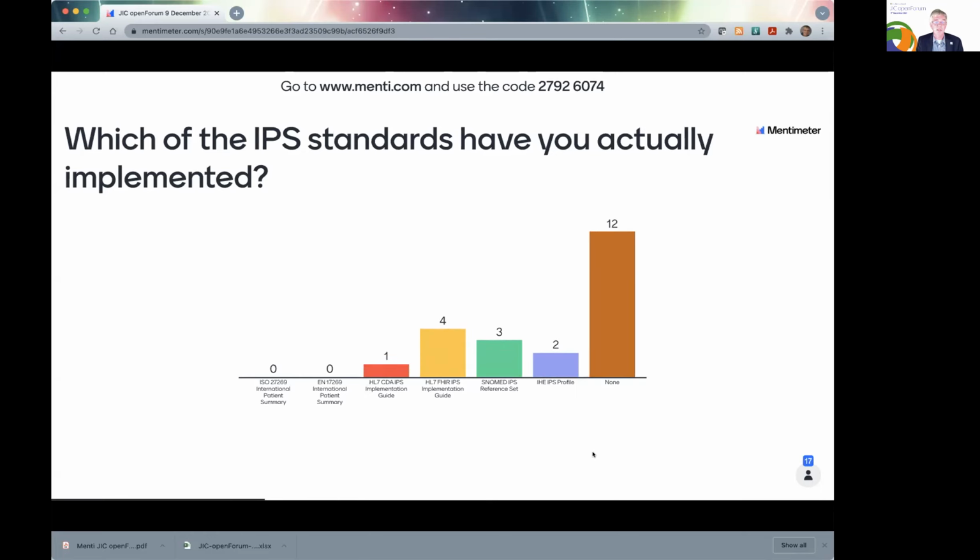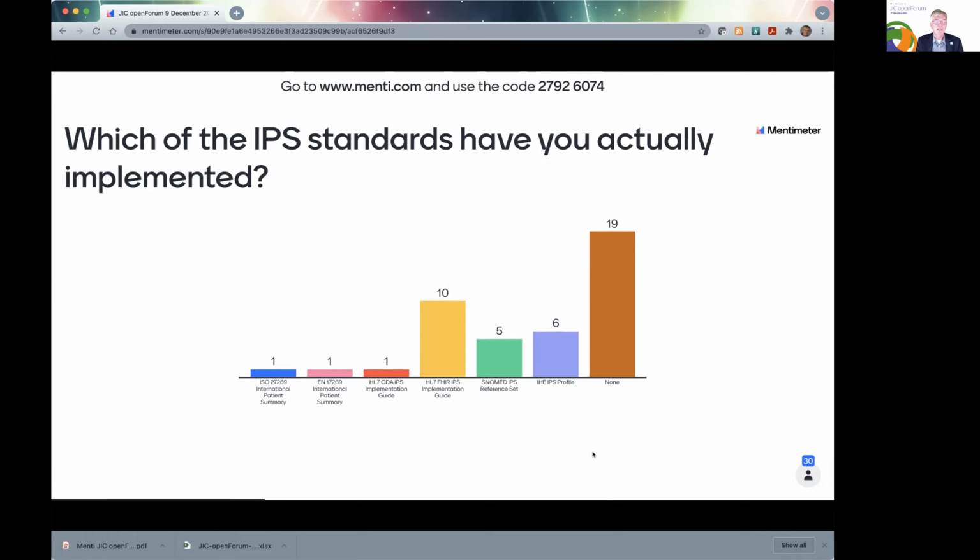We do see the implementation gap. So nothing is implemented either by the persons responding, but maybe not also in their country. FHIR IPS, HL7 FHIR IPS is coming on strongly. So the IHE IPS profile. And here again, if you have a conformant implementation of an IHE IPS profile, you unknowingly also implement both the ISO 27269 and the EN 17269.